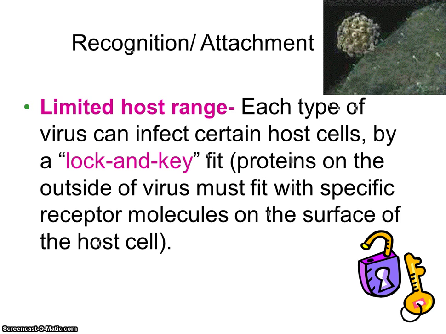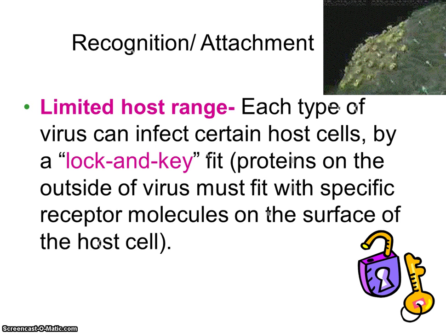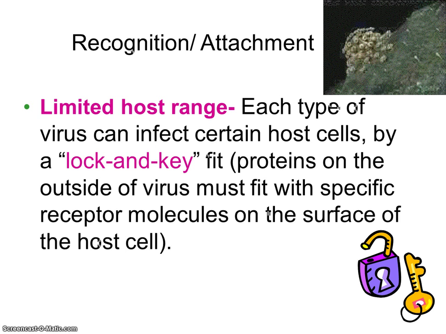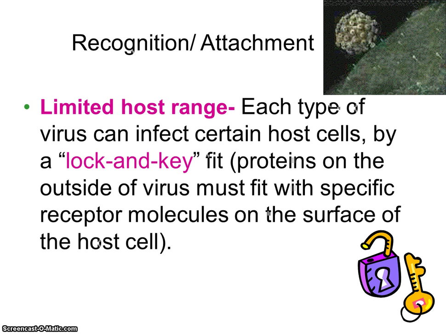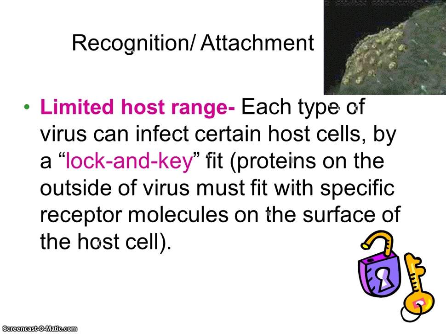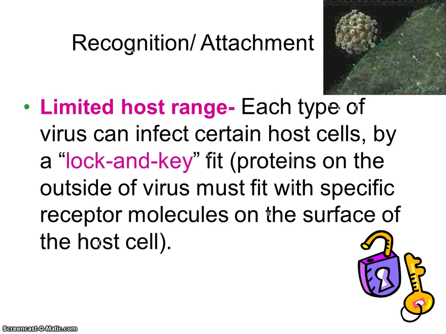All right, now each type of virus can only infect certain types of host cells. They have those glycoproteins that are only able to identify certain cells. And it's kind of like a lock and key, right? They can only attach to certain cells. That's why the flu virus doesn't show up on our skin. It's not a virus that affects our skin. It's a virus that actually affects our respiratory cells, like throat, bronchial tubes, those types of things.